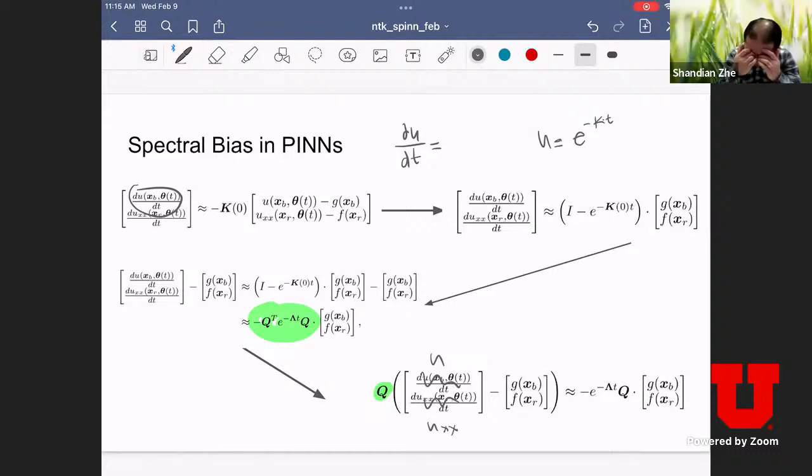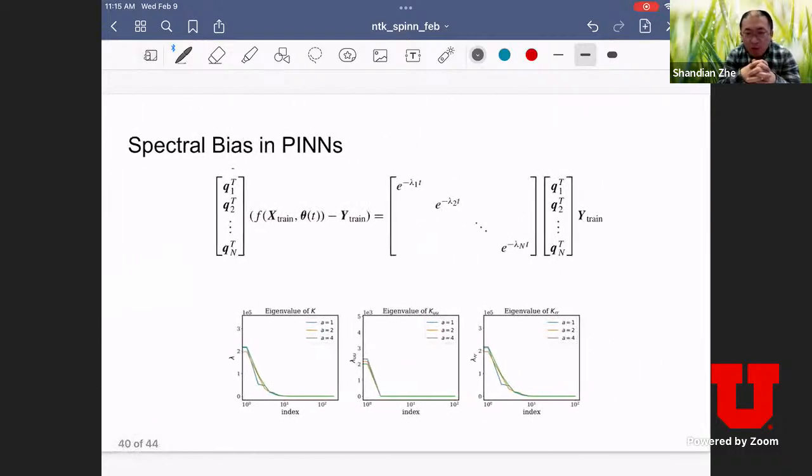Okay, then there must be some conclusion about this exponential. That means e to the power of minus K t can be decomposed in that form, like Q e to the power of eigenvalues times t times Q transpose.